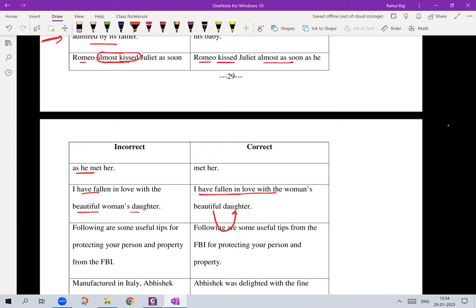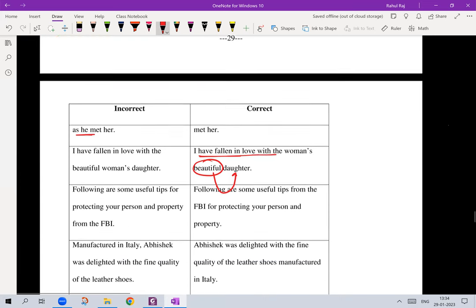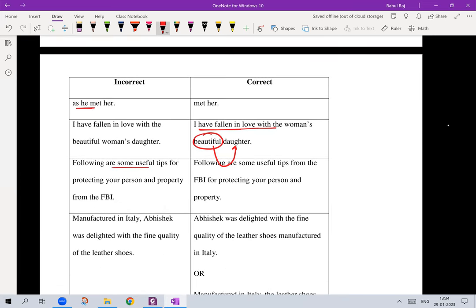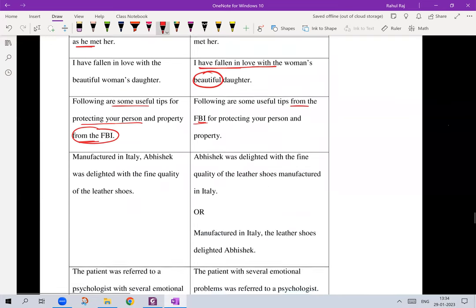This is not the way to write. 100% ensure that you write the adjective just beside what it is referring to. Do not put it far from the word. Following are some useful tips for protecting your person and property from FBI. Why would you want to protect your person and property from FBI? That's wrong. Following are some useful tips from the FBI to protect your person and property.